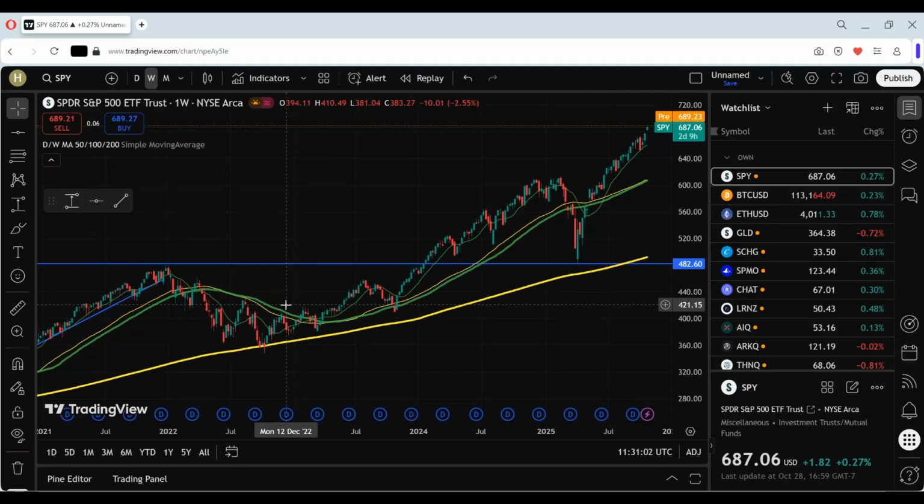I don't see that too much on this chart, but some charts have it. All right, so we'll remove that. Click on the blue line, delete it.